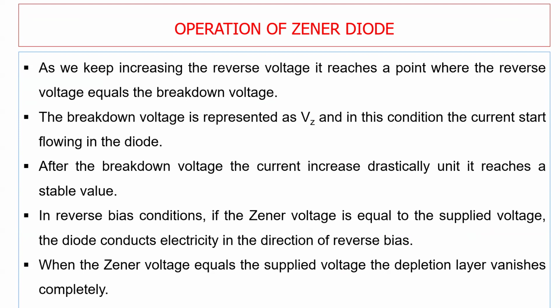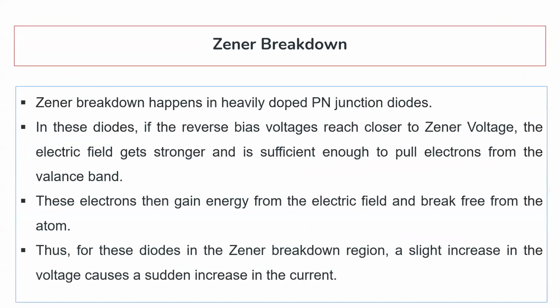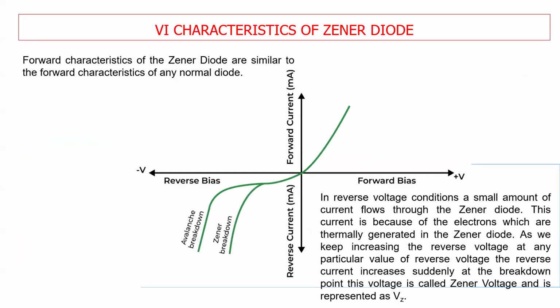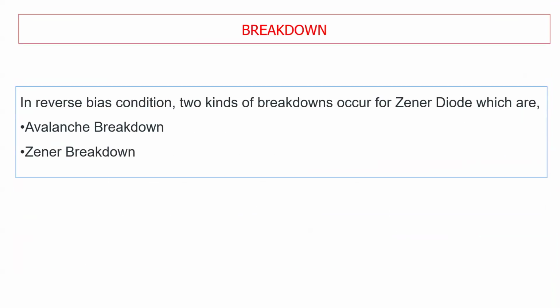But the Zener diode has both avalanche breakdown as well as Zener breakdown, as you can see while looking at the characteristics. The avalanche breakdown happens at one voltage, and the Zener breakdown happens at another voltage, which is called the Zener voltage. So there are two things: one is avalanche breakdown, and the other is Zener breakdown.